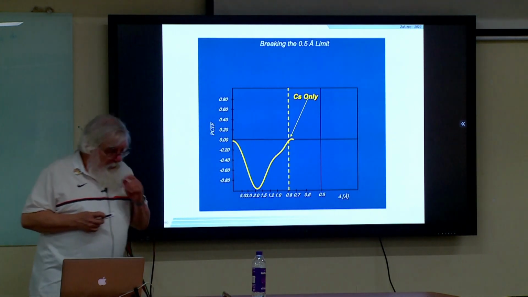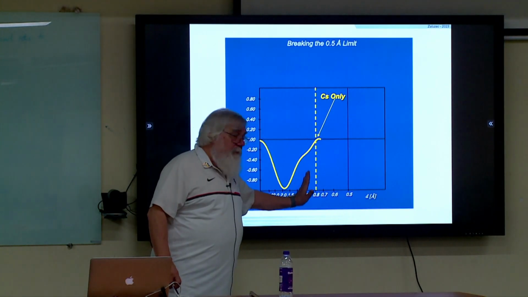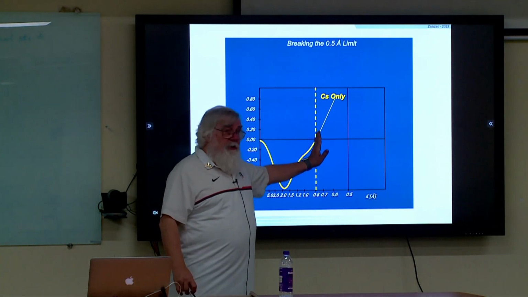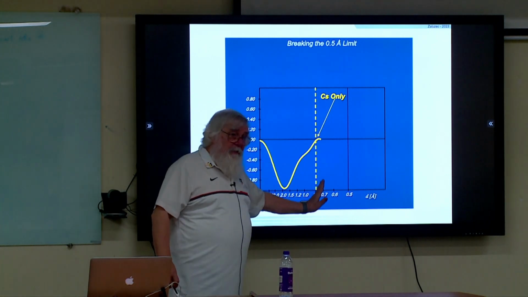So what happens when you have a microscope that is non-corrected, so just a standard microscope? The information, the phase contrast transfer function, the information that's transferred depends on the resolution you're trying to get, and at a certain point, information is no longer transferred. So that's called the resolution limit of the microscope.